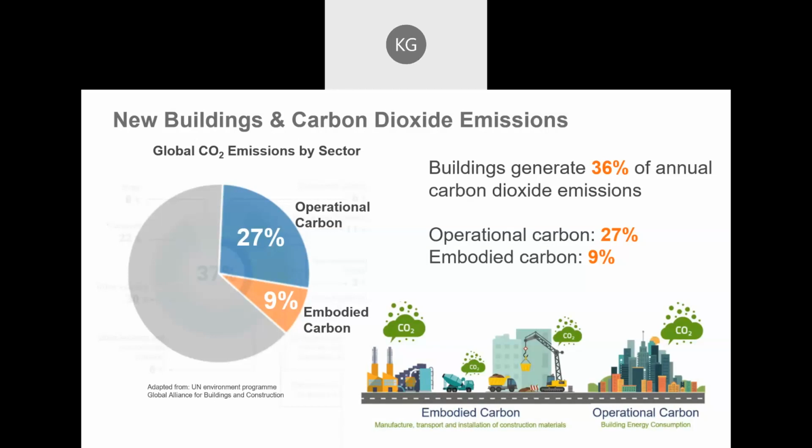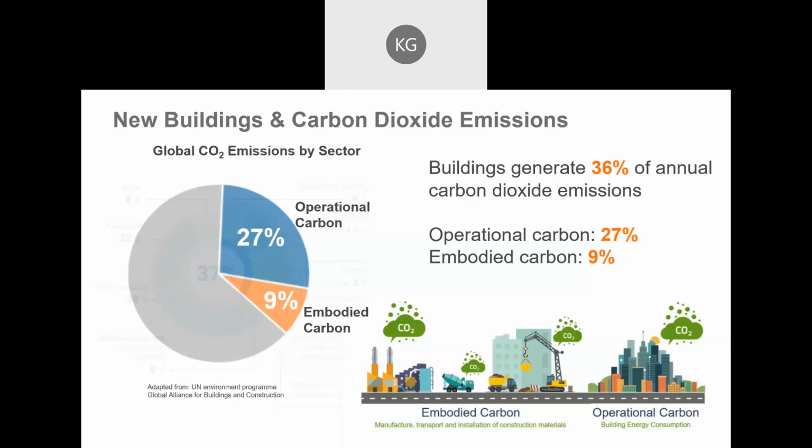If you break that down further, 27% is operational carbon and 9% is embodied. So what does that mean? Operational carbon, in blue, refers to the heating, the cooling, and the powering of the building while it's in use: HVAC system, electricity, all of that. Embodied carbon, the orange there, is the energy used to build the building. That includes the harvesting and the fabrication of materials, the transportation to get the materials there, powering all the equipment, and so on.